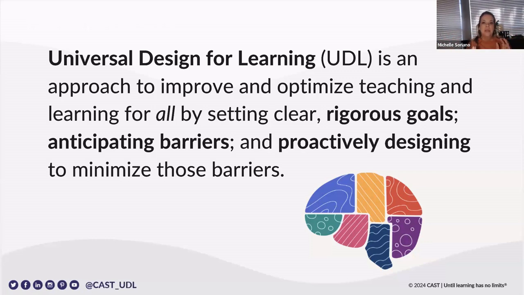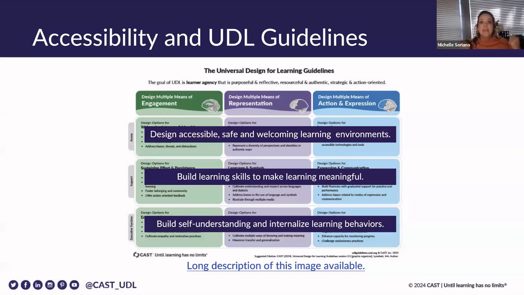We do that by looking at how we can set clear, rigorous goals that help us anticipate barriers. Research tells us that there are predictable barriers. When I was an educator in the classroom, I could tell you every single year, I would have students who would struggle with plot elements and students who didn't understand certain comprehension elements. Those are what we call predictable barriers. And if they're predictable, then we can proactively design to help minimize those barriers. That's exactly what the UDL guidelines help us do.